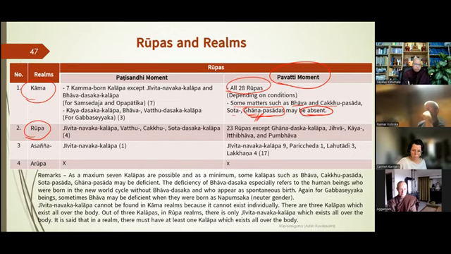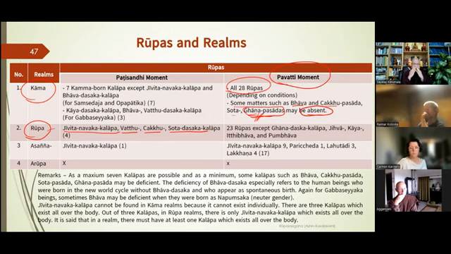So Rupa, Jivita Navaka Kalapa, Utu Dasaka, Chaku Dasaka, Sota Dasaka. You have already known this information from the third chapter. In the Rupa realms there is no Ghana, Jewa, and Kaya, but the physical appearance is there.